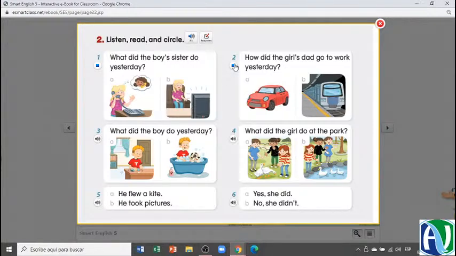Two. How does your dad go to work? He usually drives to work. Did he drive to work yesterday? No, he didn't. He took the subway.